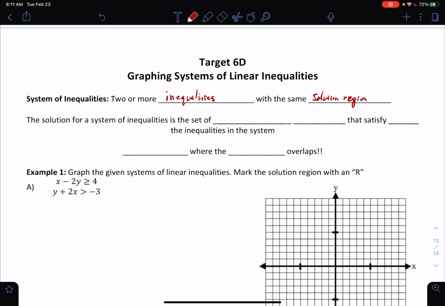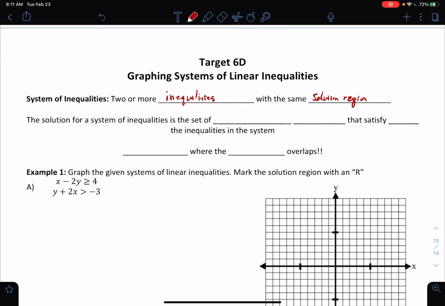Hey there, everybody. So in the last videos, we were looking at graphing linear inequalities just one at a time. And now that we've got that under our belt, we're going to look at graphing systems of linear inequalities. So a system is two or more inequalities with the same solution region.